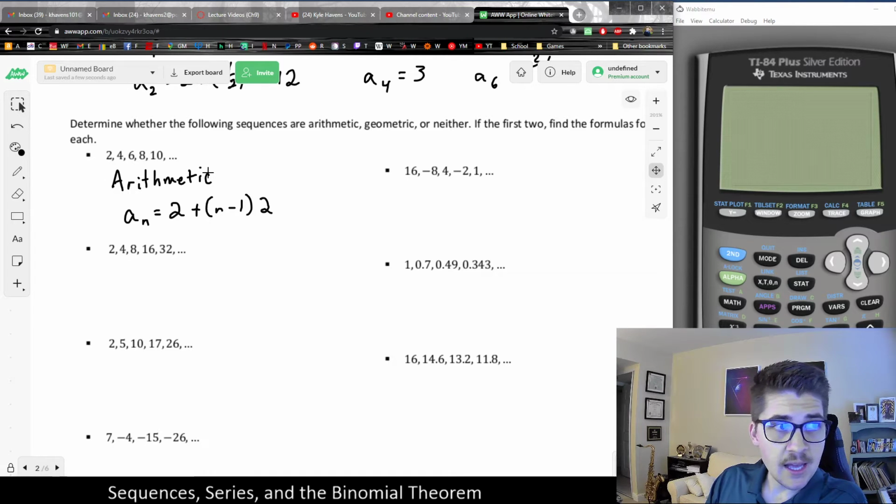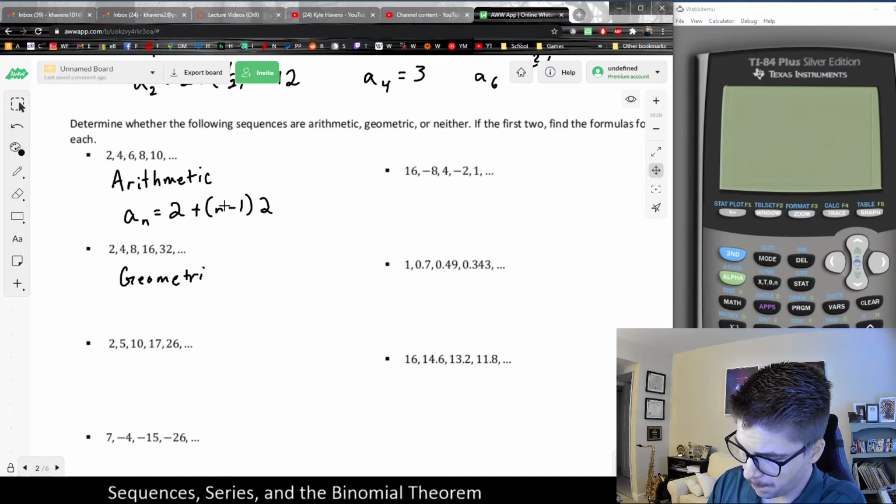The second one is very similar, has the same first 2 terms, but instead of growing by plus 2 each time, we can see that it's doubling, multiplying by 2. That is always a geometric sequence when it is being multiplied by the same thing from term to term.